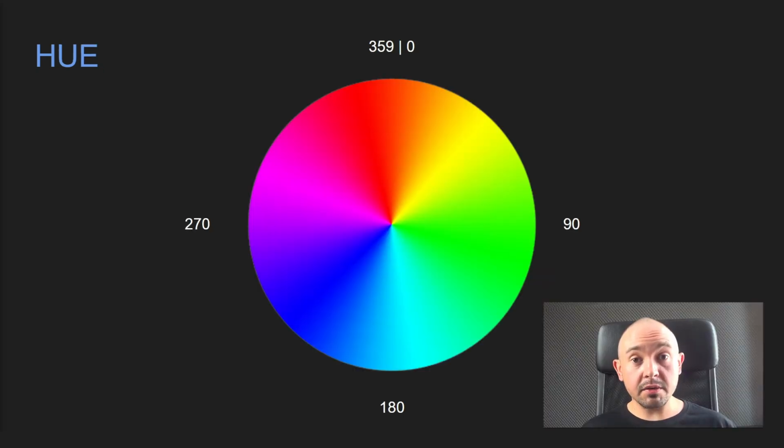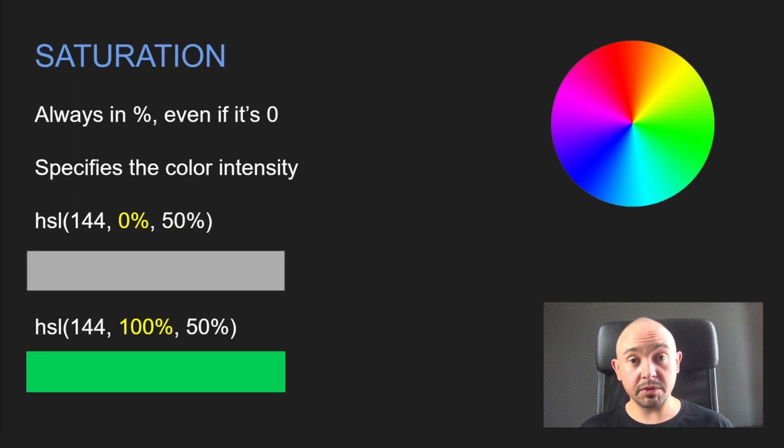The first value is hue. The hue is determined by the 360 degrees of the color wheel, with each degree slightly changing the hue. So this value can be set from 0 to 359. The second value is saturation. It determines the intensity of the color and must always be expressed in a percentage, even if it's 0. 0% means no color, so a shade of gray. 100% is the most intense color.